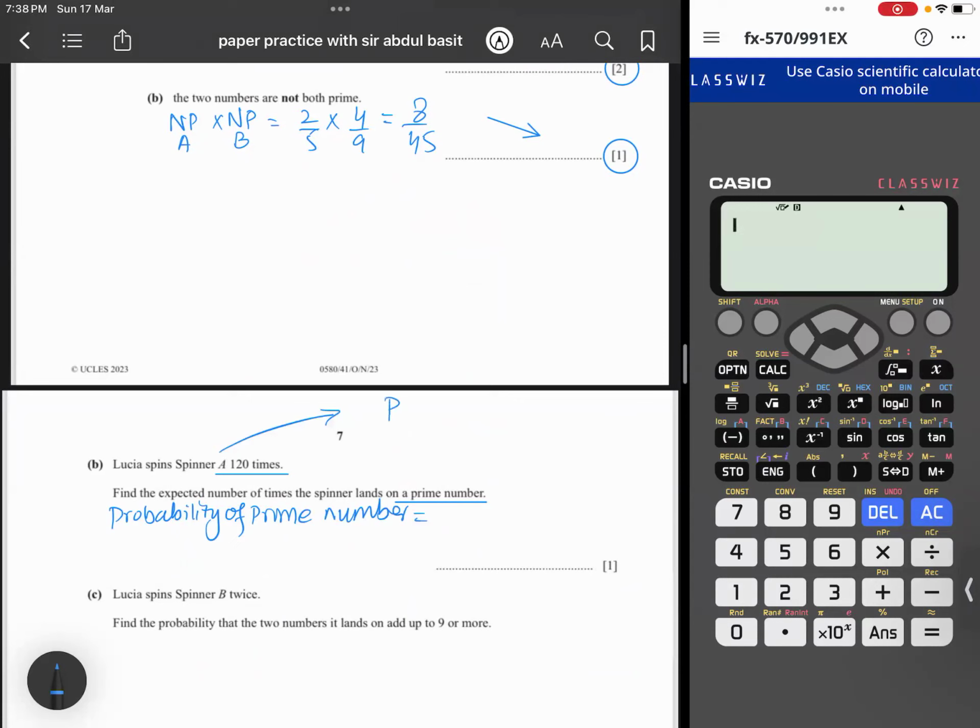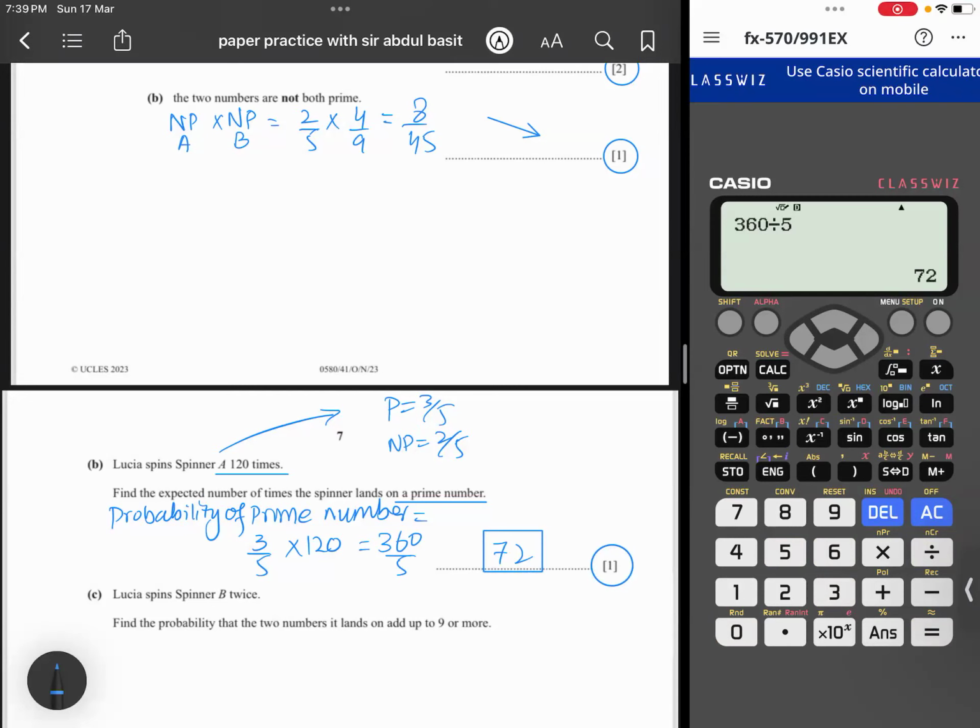Spinner A has prime 3 out of 5 and not prime 2 out of 5. So beta, 3 out of 5 times 120. Now check, that would be 360 divided by 5. Use your calculator and tell me the answer. 360 divided by 5 is 72. So 72 times she can expect a prime number. Get it?